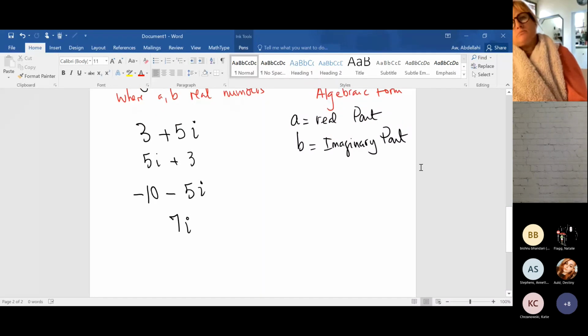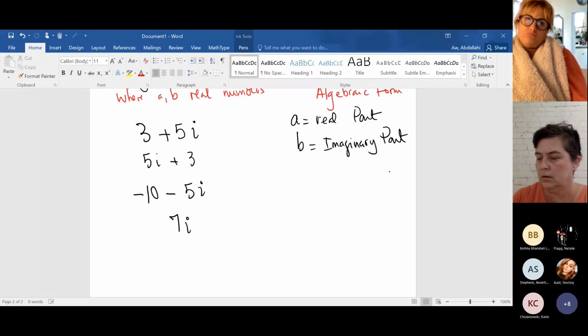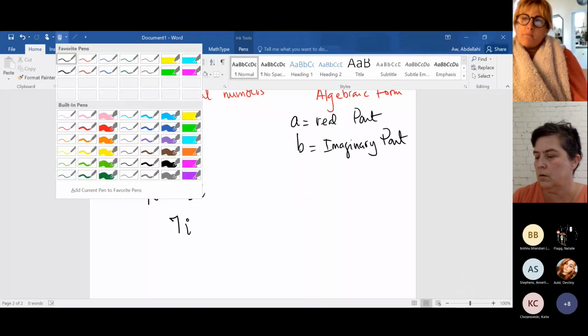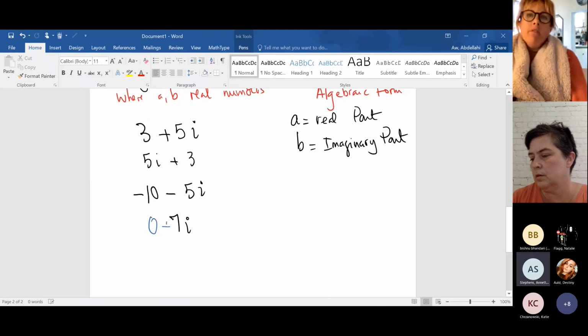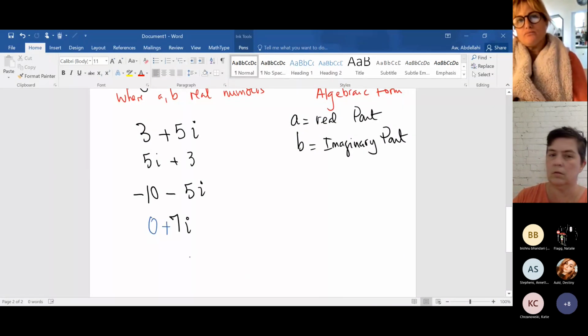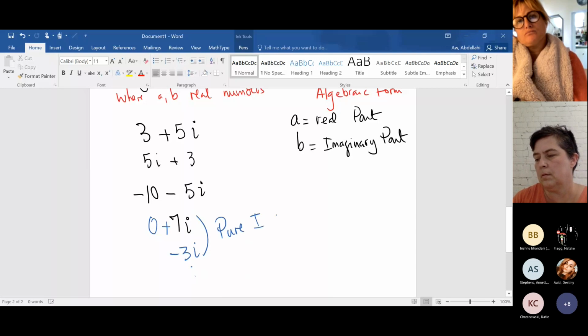No. I imagine you say no because you don't see the a, right? Can we add something up front that doesn't change anything? 0. 0 plus 7i, right? Since this is exactly the same as 0 plus 7i, we're going to say this is also a complex number. Negative 3i is also a complex number. i, 2i, 3i, they are all complex numbers. We call them pure imaginary.